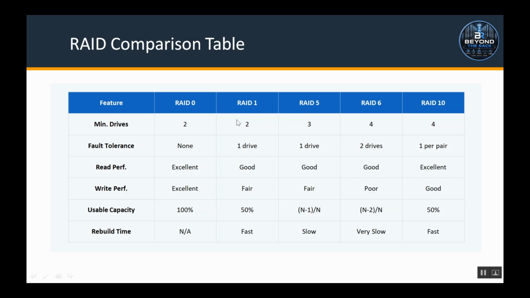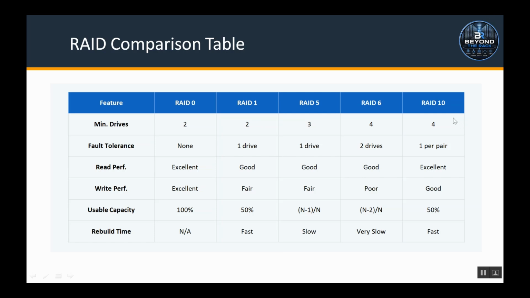RAID 1, you need a minimum of 2 disk drives. You have fault tolerance, one drive failure, write performance is fair, usable capacity 50% and it is fast to rebuild. RAID 5, you need a minimum of 3 disk drives, fault tolerance for one drive failure, read performance good, write performance fair, (n-1)/n usable capacity, rebuild time slow. RAID 6, you need at least 4 disk drives, fault tolerance for 2 drive failures, read performance good, write performance poor because of the parity calculations, (n-2)/n for the usable capacity, rebuild time very slow.